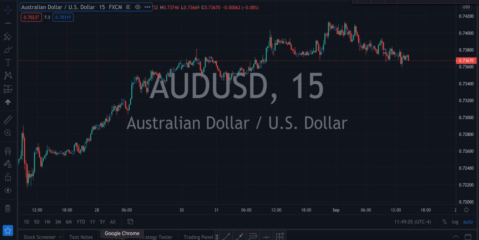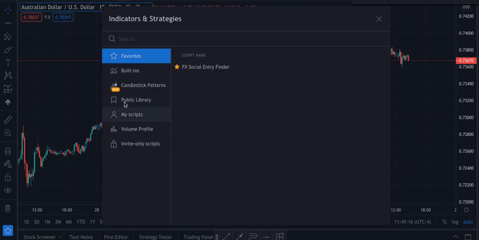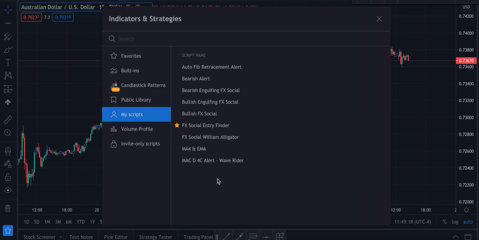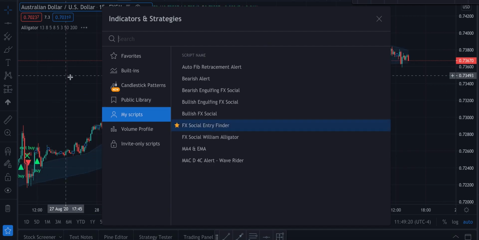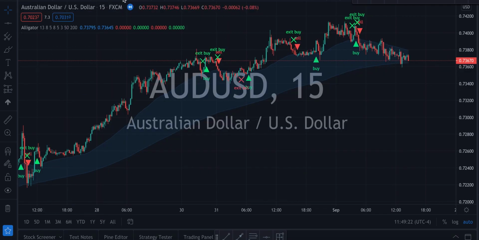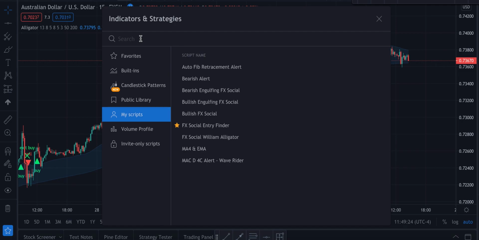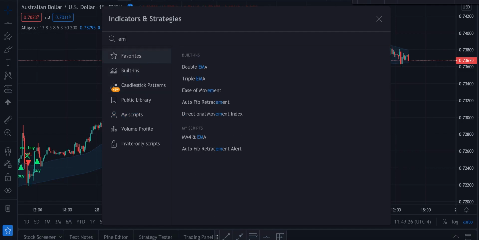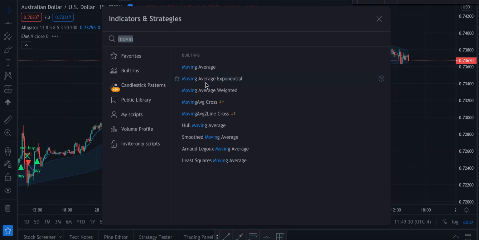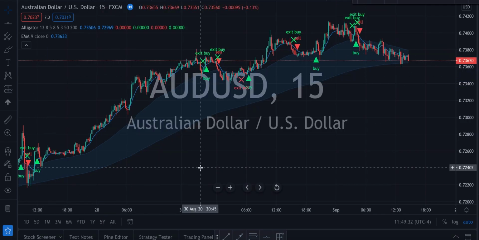So one thing is you're going to need my indicator, and you only get my indicator. I'll tell you how to get the indicator at the end, but let's just go over how to use it for now. So let's add my indicator. I'm going to go ahead and add mine. It's called FX Social Entry Trade Finder. And another indicator I'm going to use, we're going to look it up, is called EMA, or moving average. We're going to look for moving average exponential. So let's customize this to look how we want it to be.